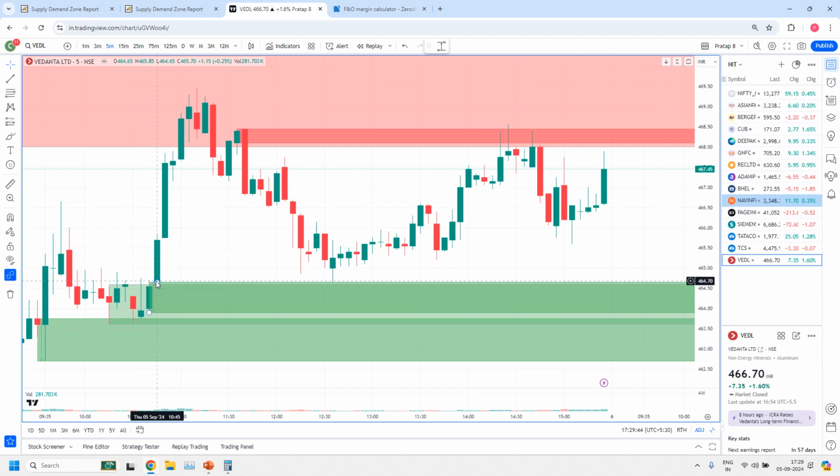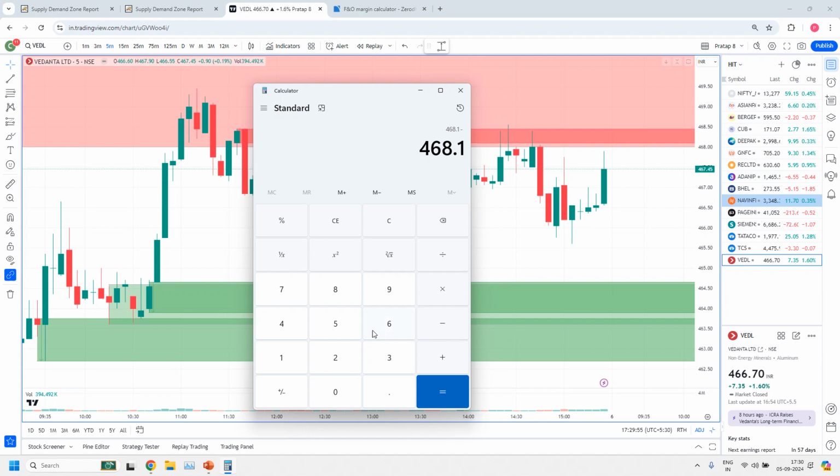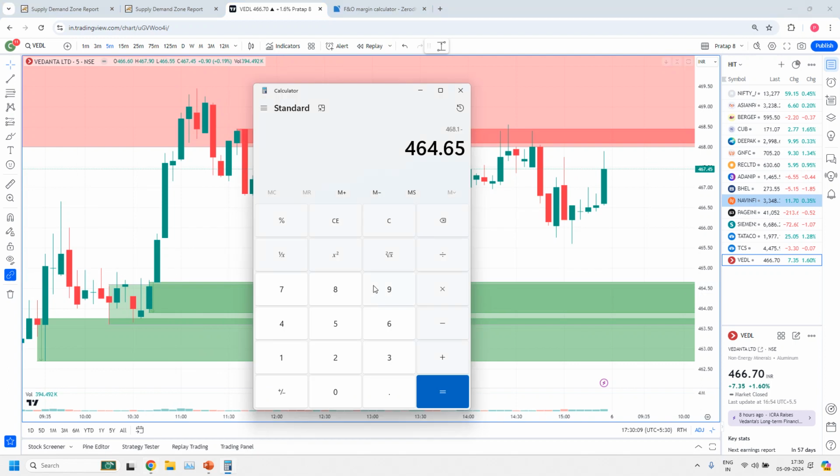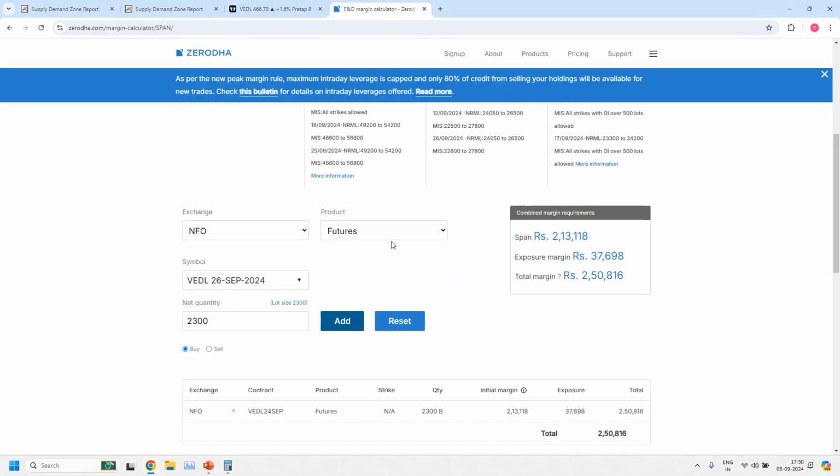Okay, and till this gap closes, this is the open of this candle. The open of this candle is 464.65. That is our entry. 464.65 is our entry. What is the low of this candle? Low of this candle is 464.65 exactly. Maybe you might have added a small buffer, but okay, exact entry we got. So 3 rupee 45 paisa. How much profit would you have got?